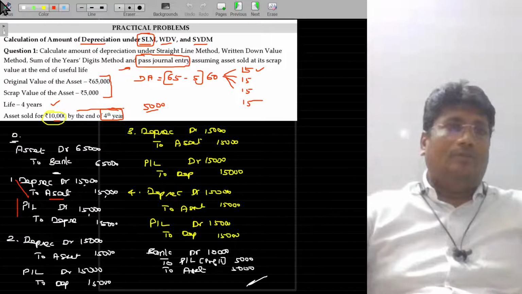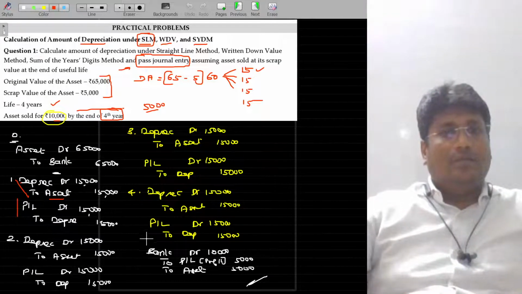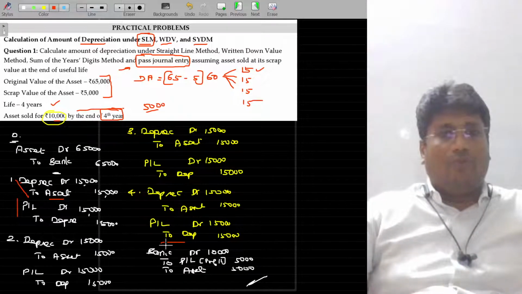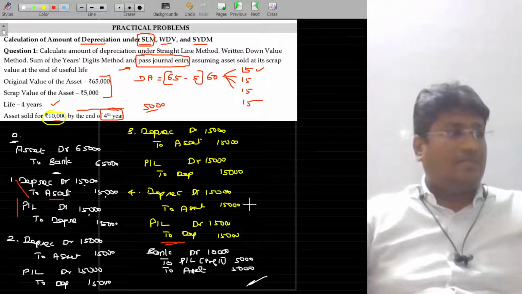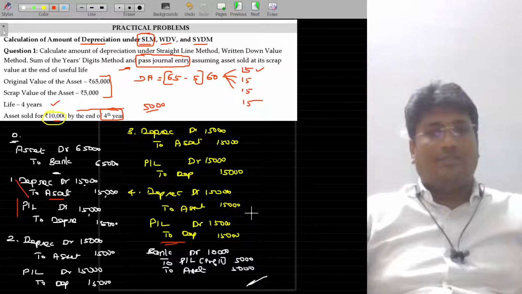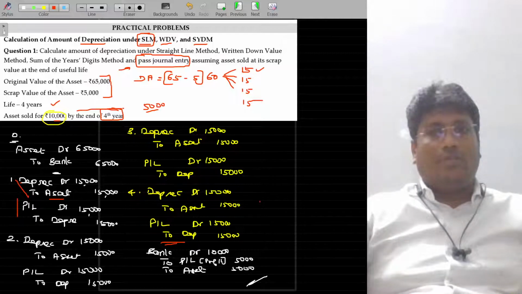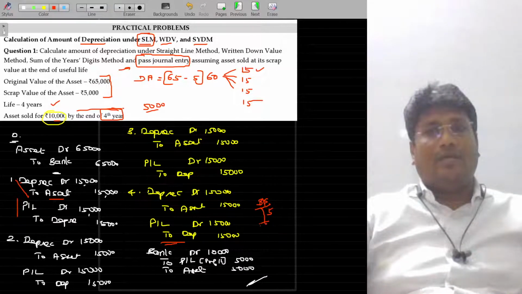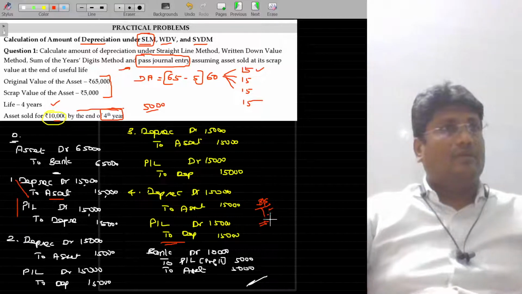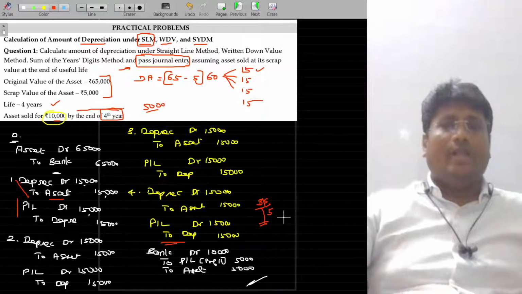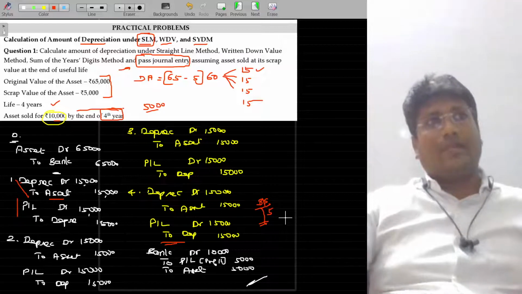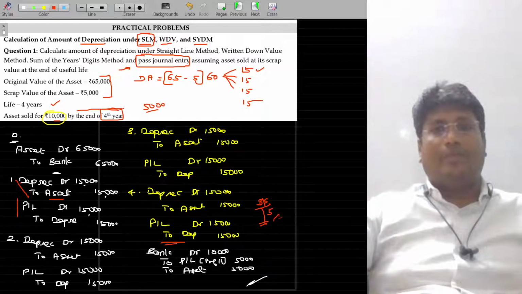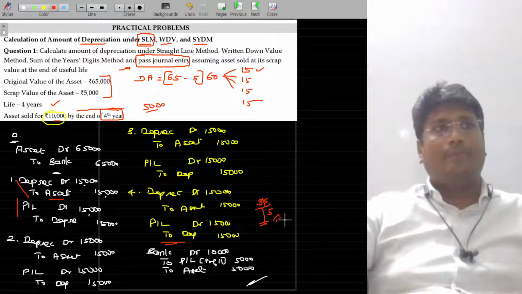In this scenario, already we have discussed by the end of fourth year, we are aware about the value of the assets. By the fourth year, the value of assets being 5,000 rupees only, because year after year we have subtracted 15,000 rupees. In a matter of 4 years, we might have subtracted 60,000 rupees. Now it appears at rupees 5,000 only.